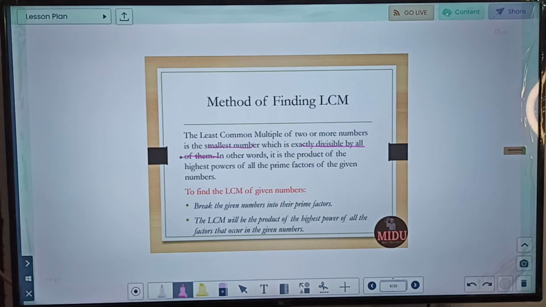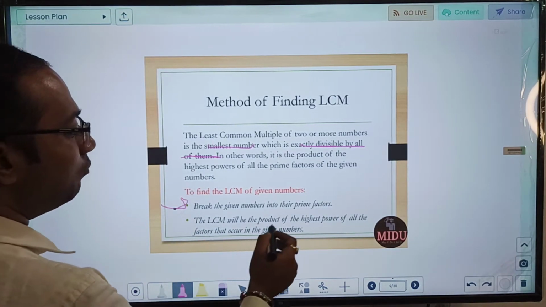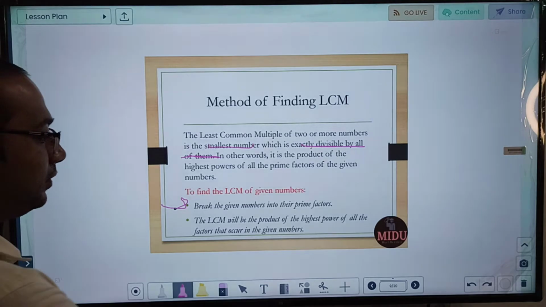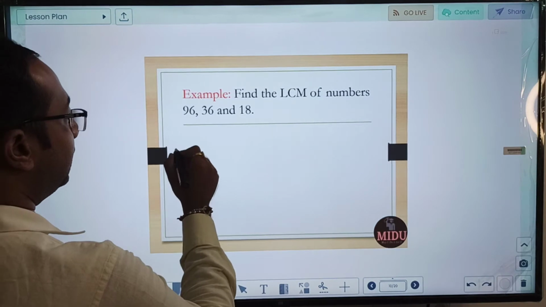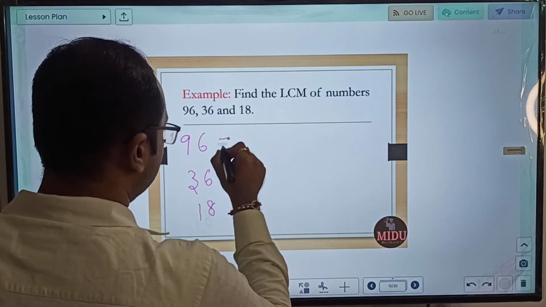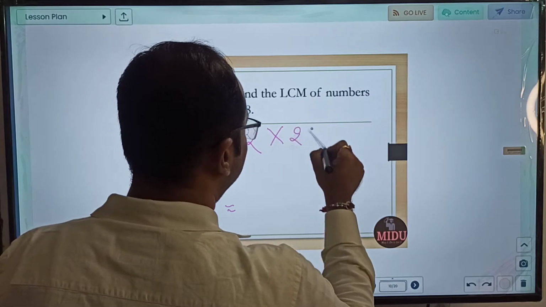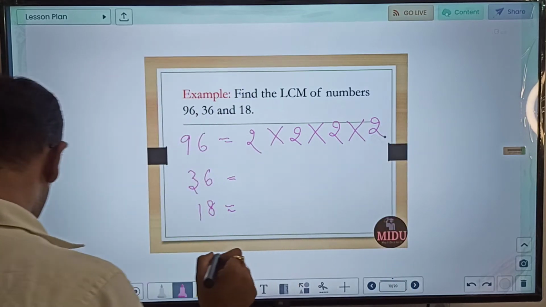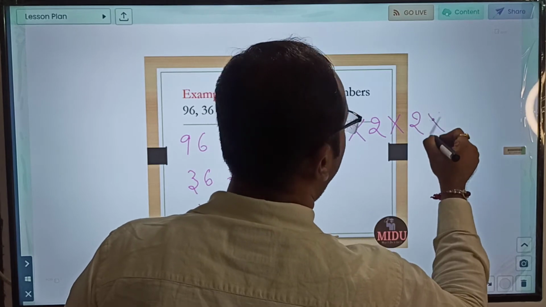To find the LCM of given numbers, break the given numbers into their prime factors. After breaking them, the LCM will be the product of the highest power of all the factors that occur in the given numbers. Let us try and understand LCM with the help of an example. Given numbers are 96, 36 and 18. If we divide 96, first division we get 48. Again we divide, we get 24. Again 12. Again 6. And again we divide, we get 3. So 5 times we get 2 and 1 time 3.